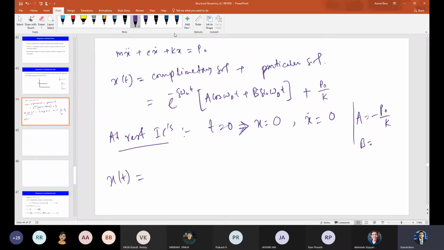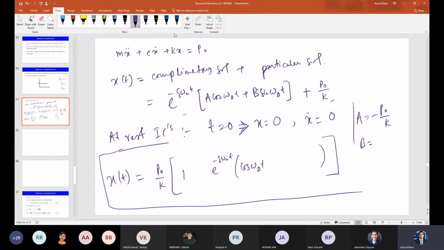Obviously since A you got P naught by K, B will also be in the form of something by P naught by K, so I can take P naught by K common. Then this will be 1, 1, and then tell me what this is coming. So e raised to minus zeta omega n t will be there. P naught by K I have to take common, so it will be cosine omega d t, and then depending upon the values of B, this will come out. So what is this? Just tell me. P naught by K, so I can very much take the minus sign.